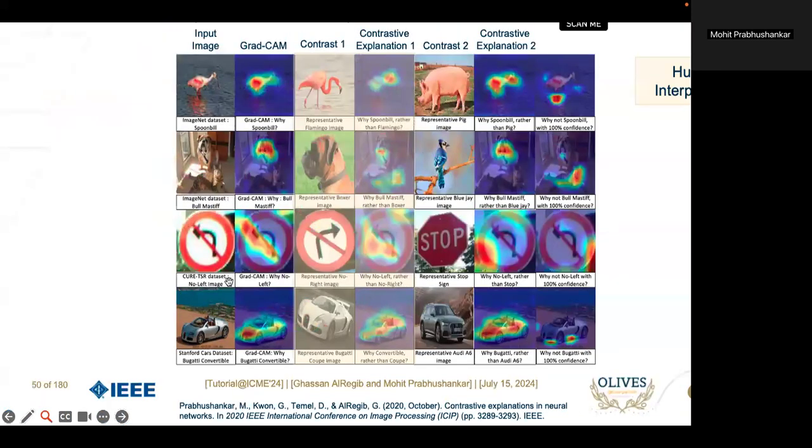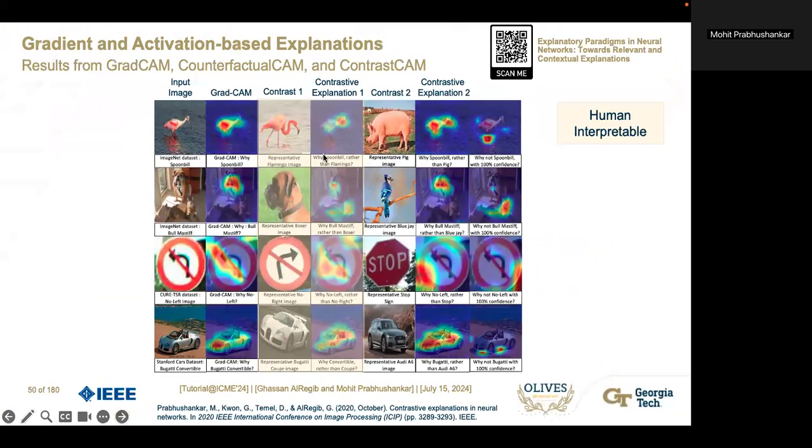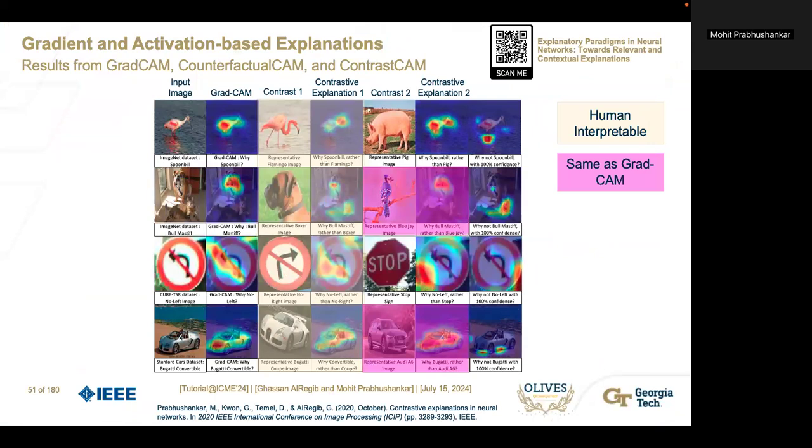Now, all of these are kind of human interpretable. Okay, so there are some of them which are the same as GradCAM. So in this particular case, given a representative Blue Jay image, you ask the question, why Bull Mastiff rather than Blue Jay? The answer doesn't need to give you a very fine-grained difference, saying that, oh, the beak is different between the two things, because the beak does not exist in a dog. So every part of the dog that was used for GradCAM is different between the Blue Jay and the dog. Hence, it's exactly the same thing, and you really don't need any other kind of explanation in this particular case. Your contrast CAM is going to be the same as GradCAM.